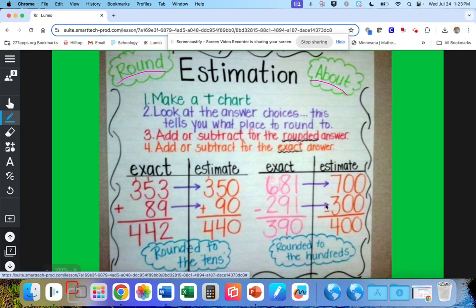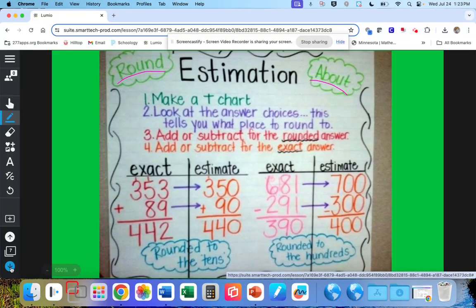291 is going to round to 300. And then I can do 700 minus 300 pretty quickly and get an answer of 400. The actual answer was 390. So my estimate is pretty close, and I know I did the problem right.